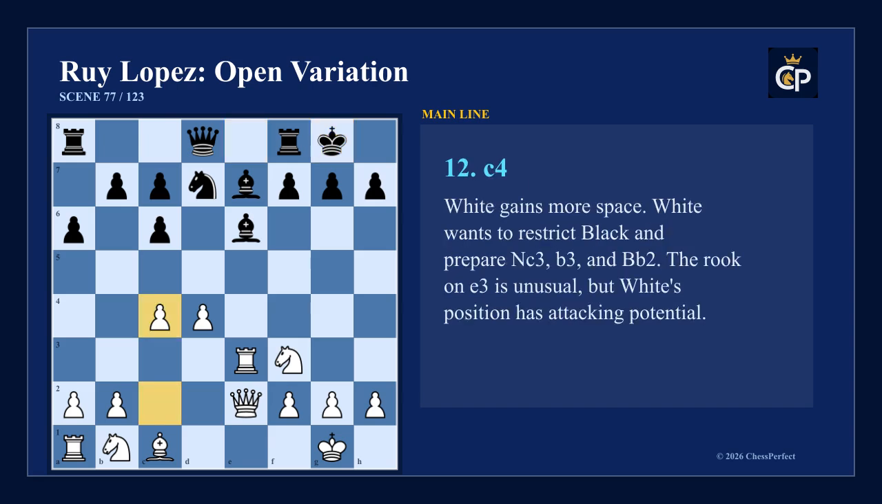c4. White gains more space. White wants to restrict black and prepare Nc3, b3, and Bb2. The rook on e3 is unusual, but white's position has attacking potential.